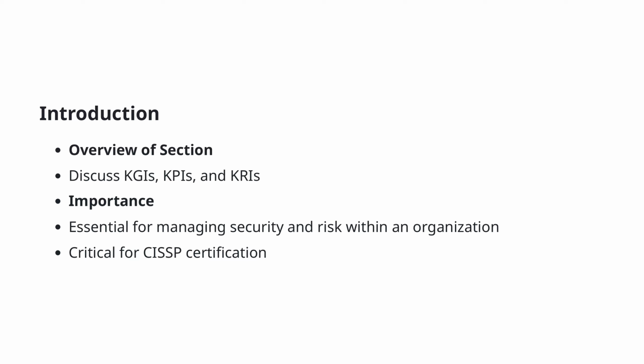On this slide, we will provide an introduction and overview of our upcoming section focused on key goal indicators, KGIs, key performance indicators, KPIs, and key risk indicators, KRIs. These concepts are fundamental for effective security and risk management within any organization. Understanding and correctly implementing KGIs, KPIs, and KRIs is also critical for those pursuing CISSP certification. This section will cover the definitions, purposes, and importance of these indicators to equip you with the knowledge needed to manage security and risk proficiently.